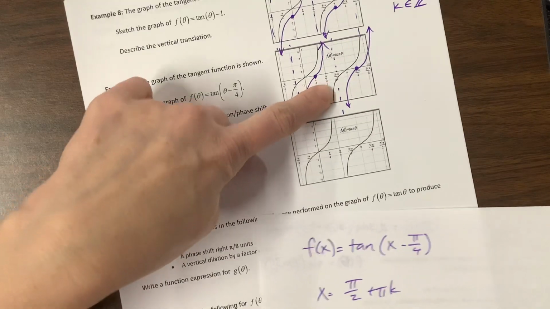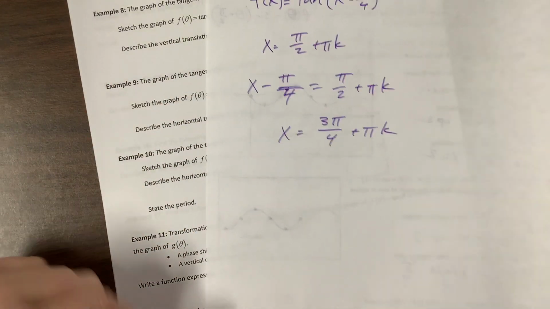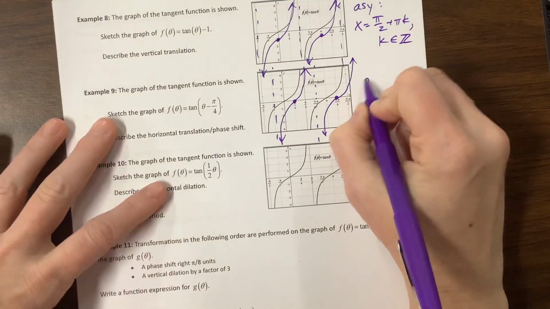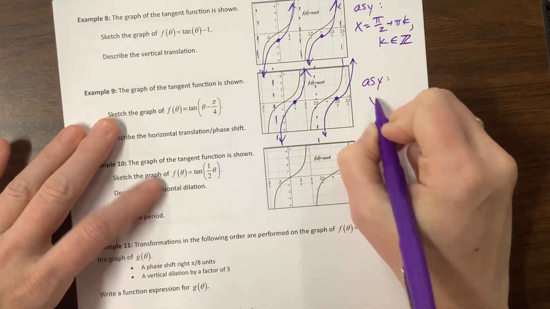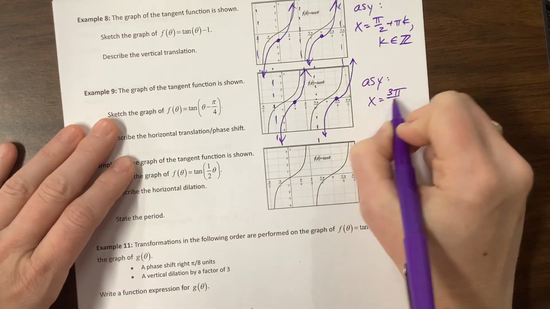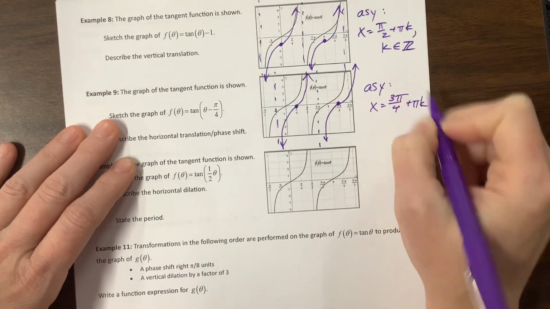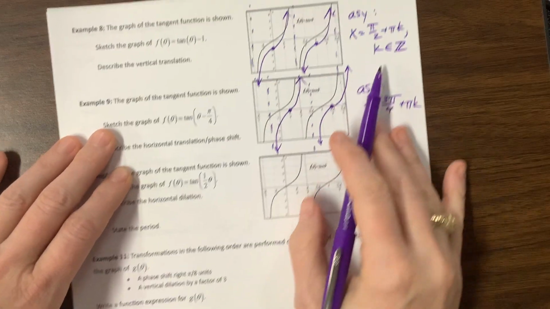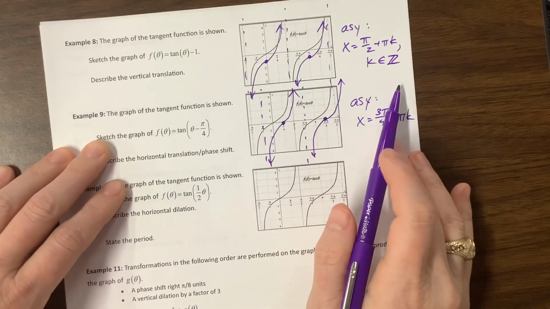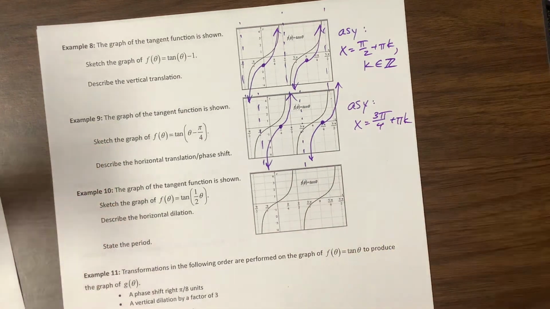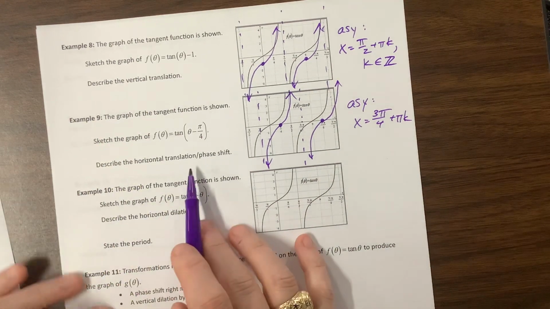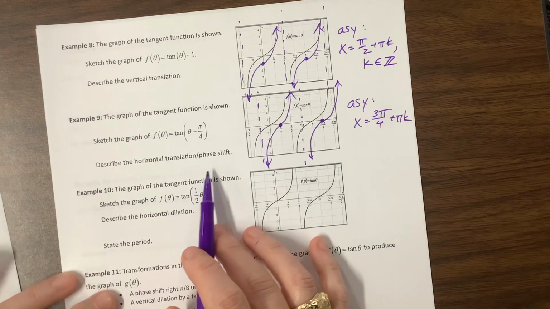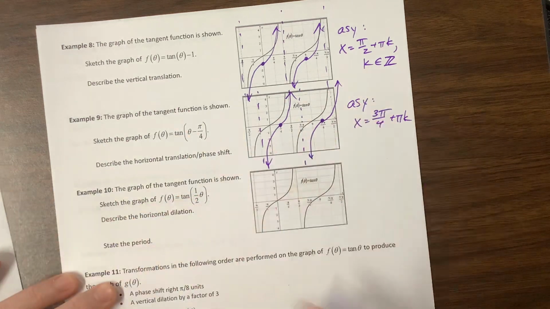Now, this one was pretty straightforward because we saw that in the graph, but they're not always this straightforward, or at least I have written problems that are not. So x is equal to 3 pi/4 plus pi k are my asymptotes. I'm going to require that you write k is an integer once per page, maybe. Officially, we should write it every time. Describe the horizontal translation, the phase shift. It's a phase shift of pi/4 to the right.